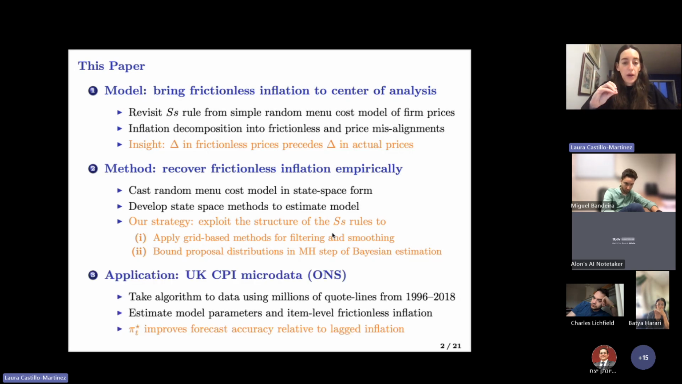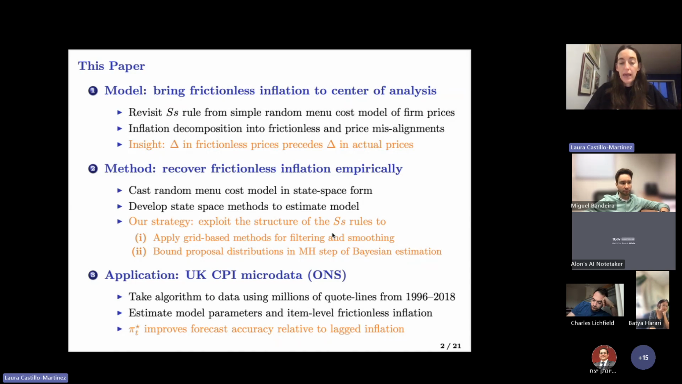Then I'm going to show you how we take the algorithm to the data and look at one particular application. So we're going to be looking at UK CPI microdata. This is going to be the universe of locally collected price quotes that the official national statistic uses to put together the CPI. So this means that we're going to be using millions of quote lines ranging from 1996 up until 2018.